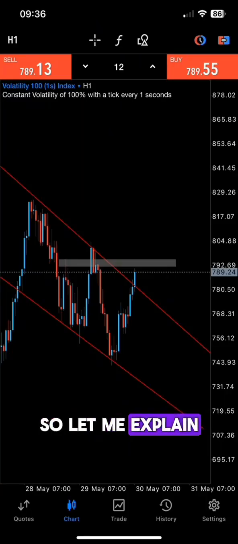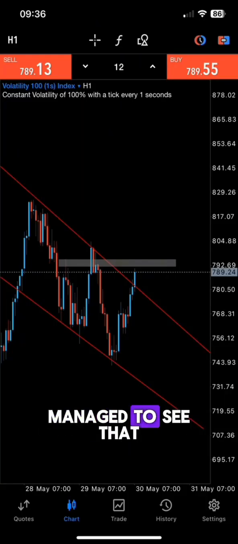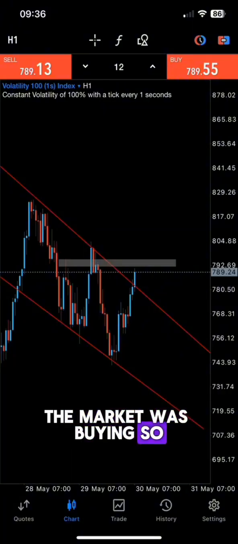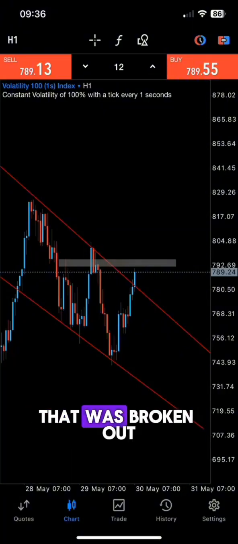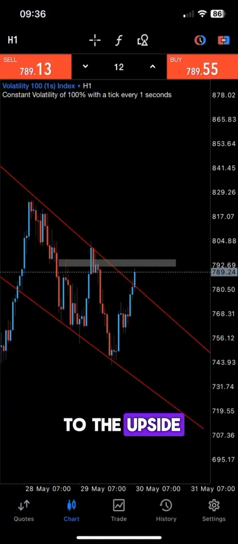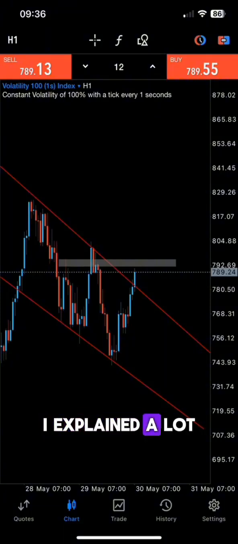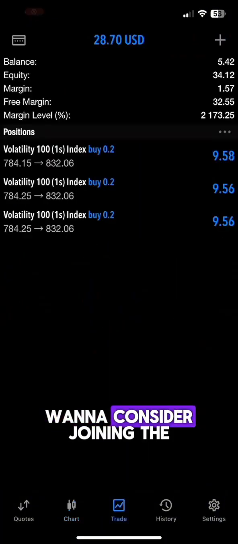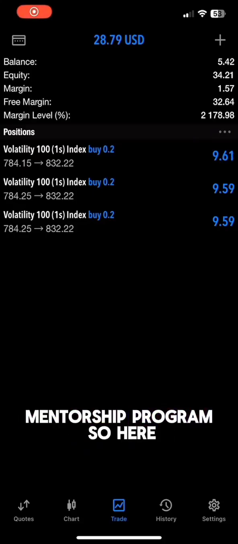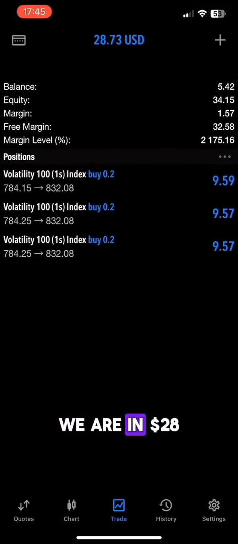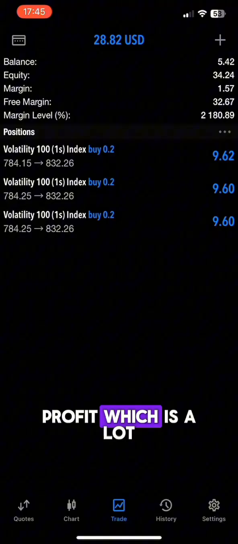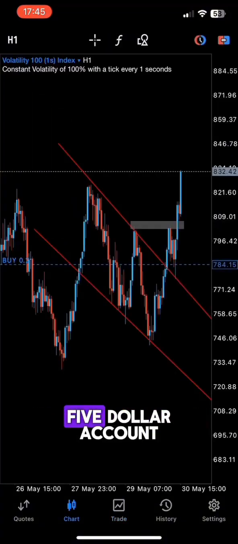So let me explain how I managed to see that the market was buying. This was a falling wedge that was broken out to the upside. Once it breaks to the upside, we then enter buys, and after entering buys, we wait for our profit. I explained a lot in my VIP channel, so you might want to consider joining the VIP membership program. So here we are in $28 profit, which is a lot considering we're on a $5 account.